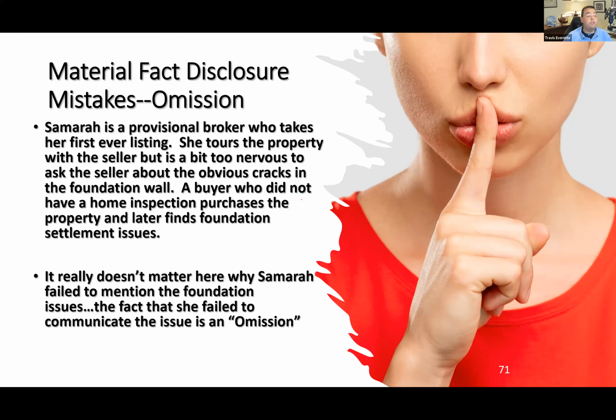It says a buyer who did not have a home inspection, which by the way is fluff, we don't care about. I mean, that's for the buyer, not for us. That doesn't relieve us. Right? A buyer who did not have a home inspection purchases the property and later finds foundation settlement issues. This is an example of an omission because here's what the real estate commission is going to say. The buyer should have been aware that this was the potential for a problem, because the listing broker at minimum should have said, I've noticed cracks in the foundation. I'm not sure what that means, but if you want to check it out, there are cracks in the foundation.